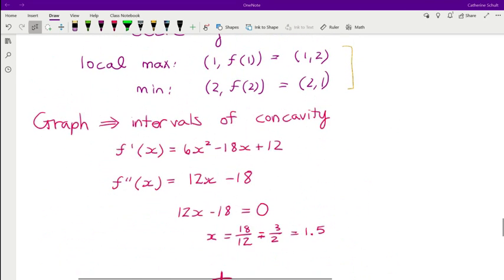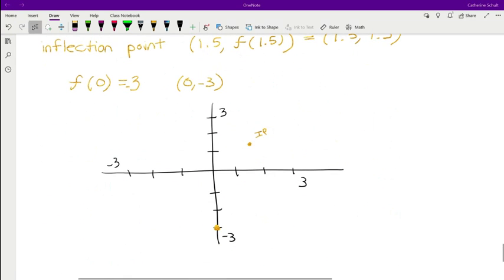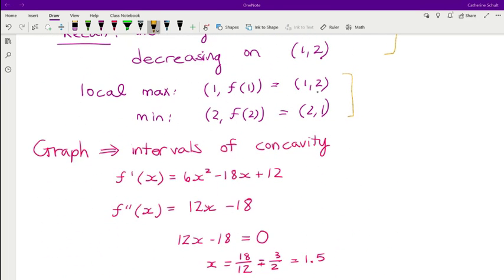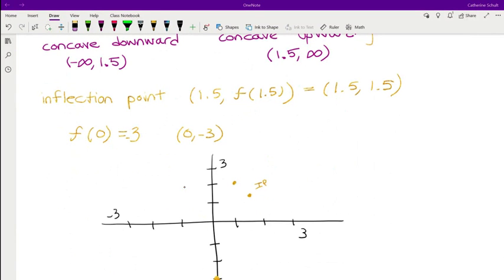Local min and max. So 1, 2 is the local max. Oh, I'm sorry, I'm thinking of a different function. 1, 2 only, and then 2, 1 is the local min. Sorry about that. 2, 1 is the local min. Okay, so I'm just going to write max, local min.